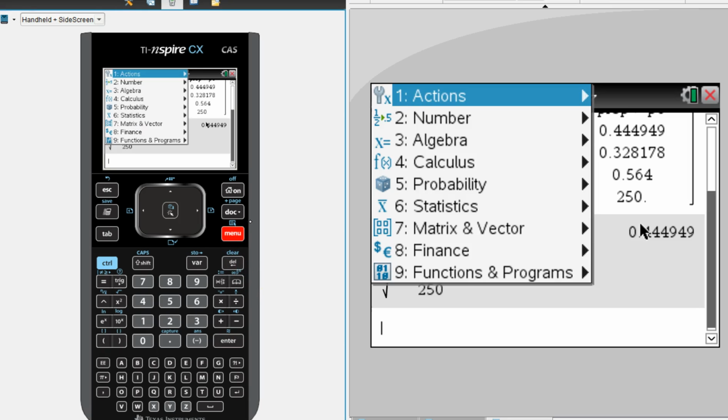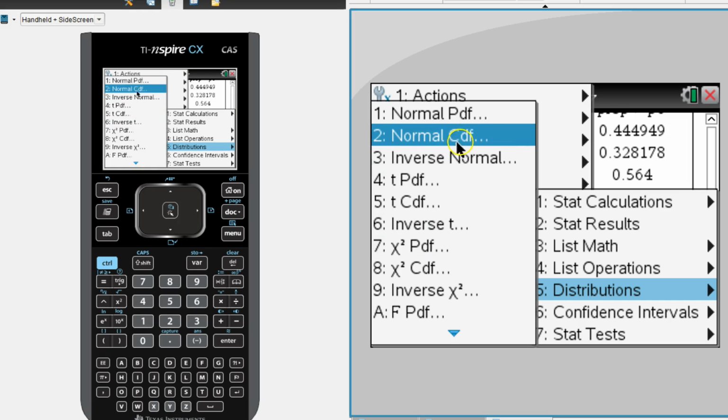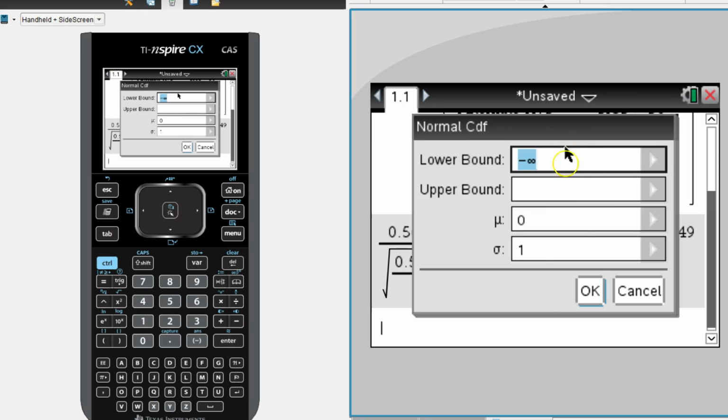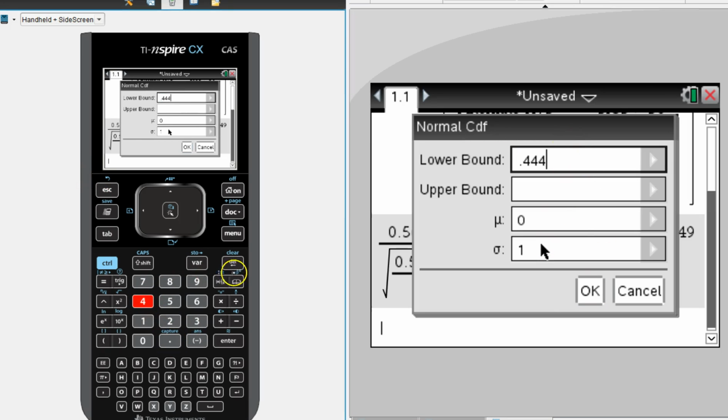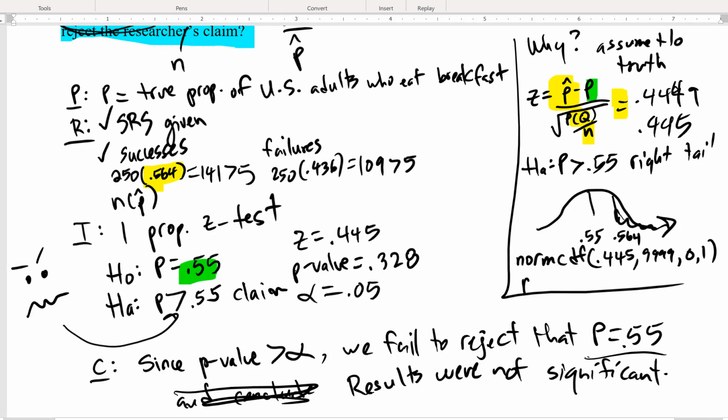So that would be, where is it? Norm CDF. Our lower bound was that decimal, 0.4449, just to keep a couple more decimal places. Upper bound, a bunch of 9s, 0, 1, 0.328, some round off error, right? 0.3282. So we did pretty good on that. And that is basically our p-value, 0.328. That's a lot that the calculator is doing for us, and so appreciate that.